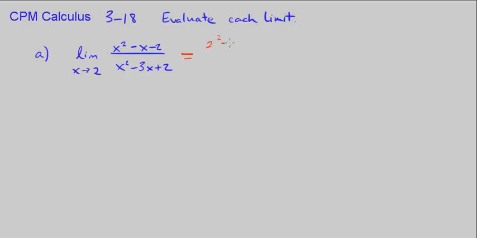So we have 2 squared minus 2 over 2 squared minus 3 times 2 plus 2. So this one's 4 minus 2 minus 2, so 4 minus 2 over 4 minus 6 plus 2. That's equal to 0 over 4 minus 6, which is negative 2, plus 2, which is 0. So this right here is not a number, right? It is indeterminate.